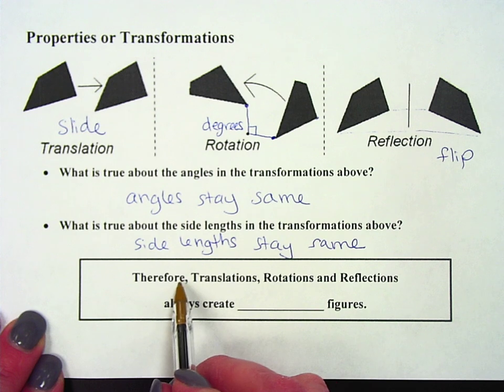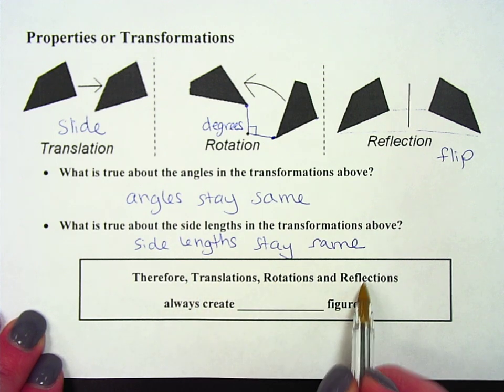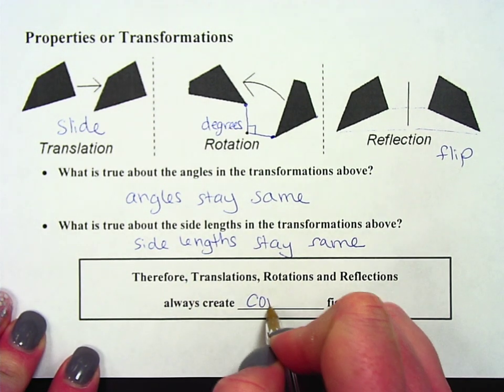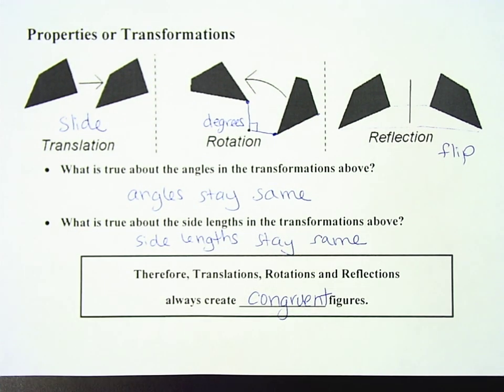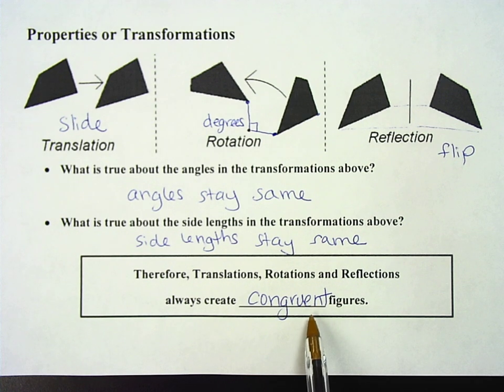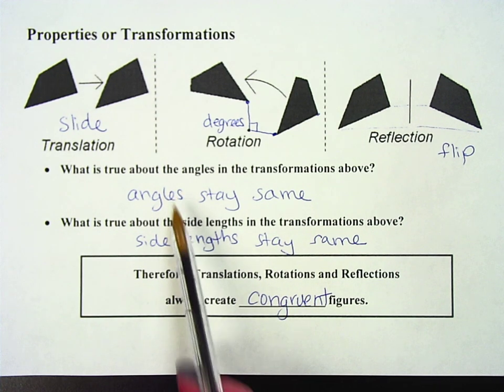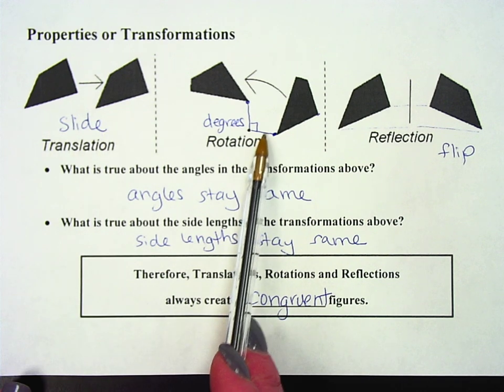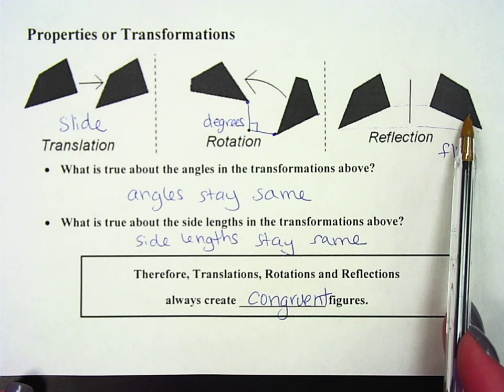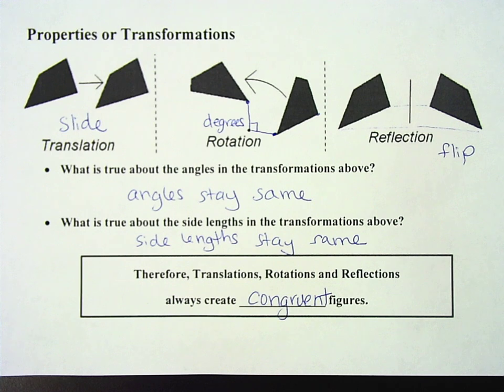Therefore, the translation, rotation, or reflection always create congruent figures. Okay, we've mentioned that a couple of times this year so far. So unless there's a scale factor or a dilation that'll make it bigger or smaller, these are congruent, meaning they're the exact same shape. The angles stayed the same and the sides stayed the same. Whether they slide, rotate, or flip, all of your shapes today should still be the same.